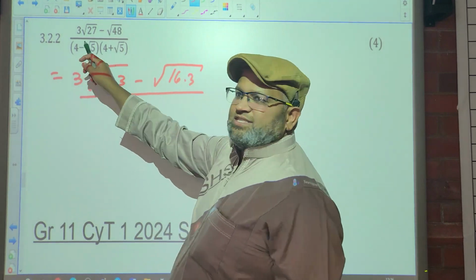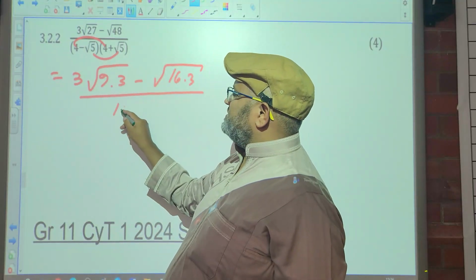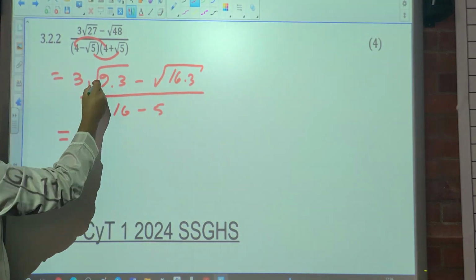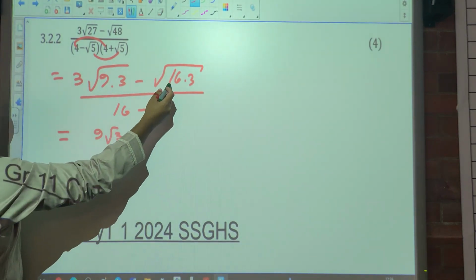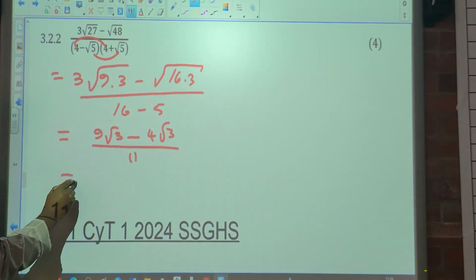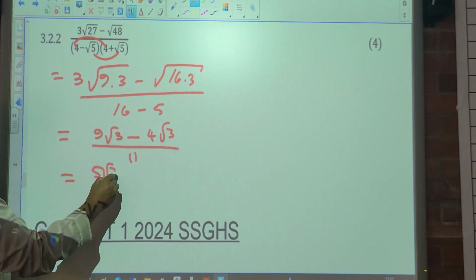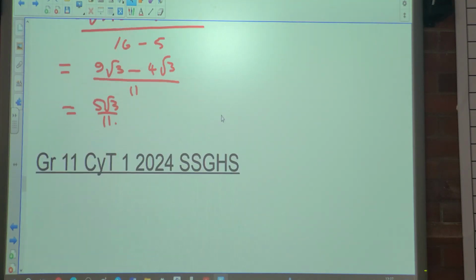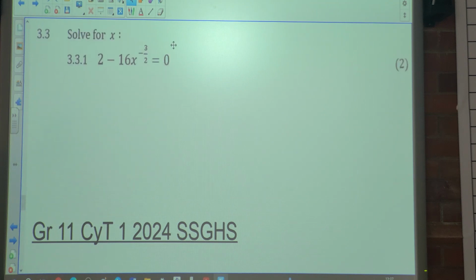Now this here is the conjugate pair. So I can multiply the first and the last, which gives me 16 minus 5. Square root of 9 is 3, times 3 is 9, so 9 root 3, minus the square root of 16 which is 4 root 3, and this all over 11. 9 root 3 minus 4 root 3 is 5 root 3 over 11. Couldn't believe that was so easy. I could have given one of the marks to this question.